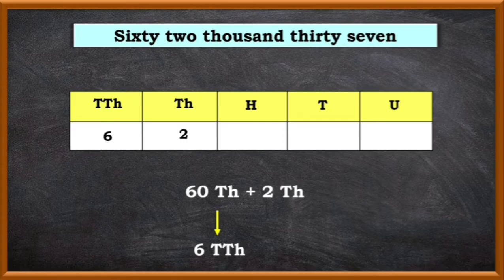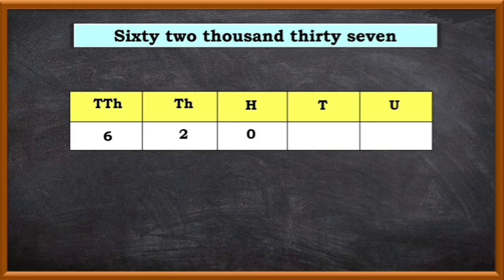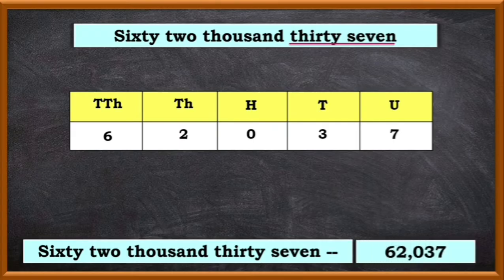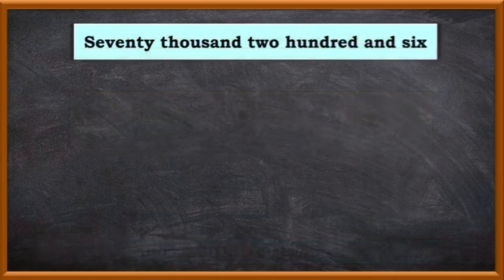Now this number has no hundreds. So we will write 0 in hundreds place. Now 37. 37 has 3 tens and 7 units. So we will write 3 in tens place and 7 in units place. So children, this number 62,037 is written in figures as 62,037. Let us take one more example.